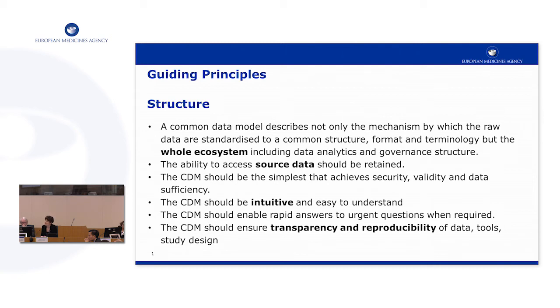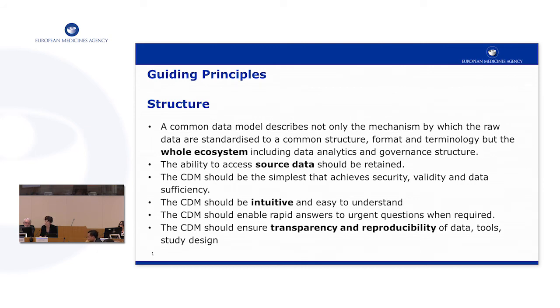The second point, which I think has been reiterated many times, is that the ability to access source data should be retained. And I don't think I've heard anybody disagree with that in the room over the last day and a half. The common data model should be the simplest that achieves security, validity, and data sufficiency. And I suppose that last point around data sufficiency is an ambiguous term and means different things to different people, but one could expand on that; this is a guiding principle, so we can't have them as 10 pages long. The CDM should be intuitive and easy to understand.